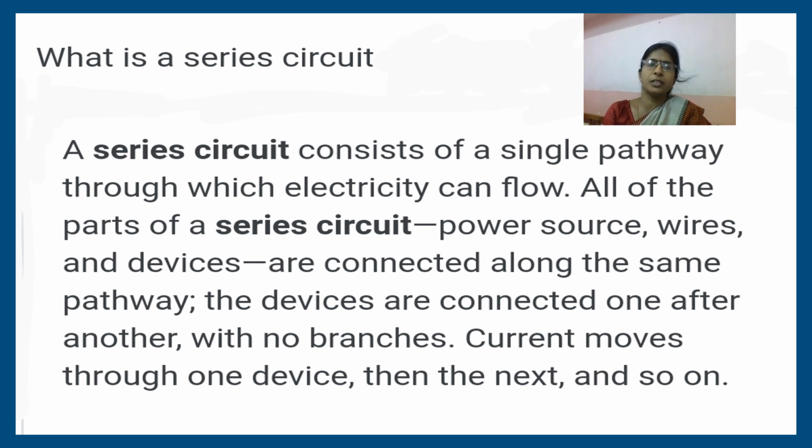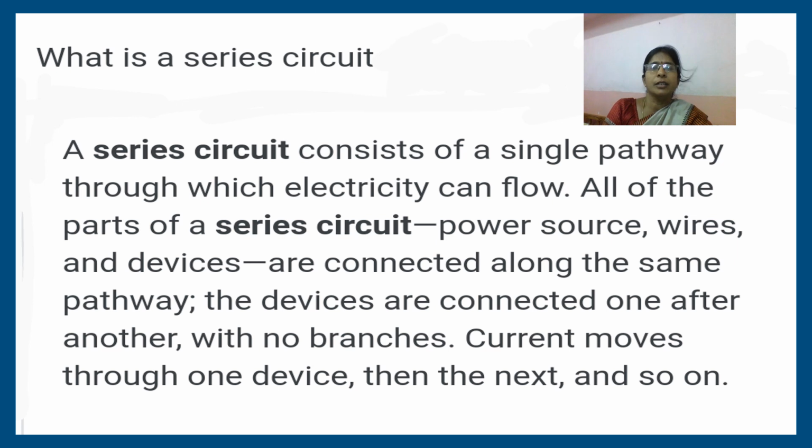Let's see what is a series circuit. A series circuit is the one that consists of a single pathway through which electricity can flow. This means that a series circuit has a single path, only one path through which electricity can flow. And all the parts of the circuit, that is power source, battery, wires and devices like ammeter and other devices, they are connected along the same pathway. These devices are connected one after another without any branches.